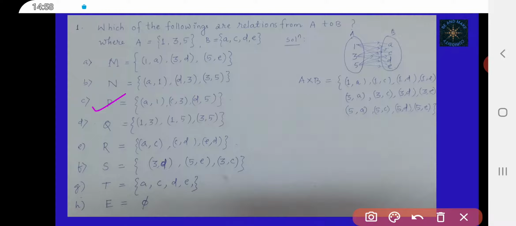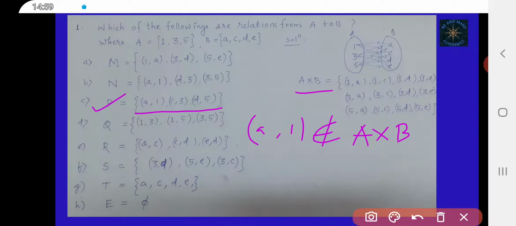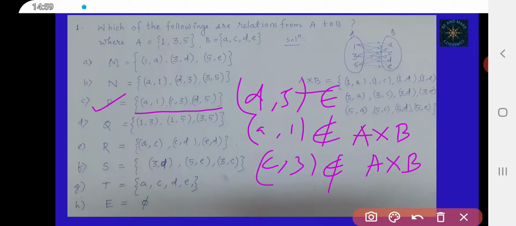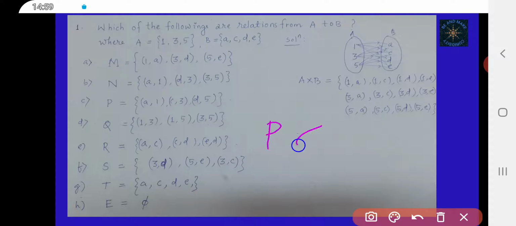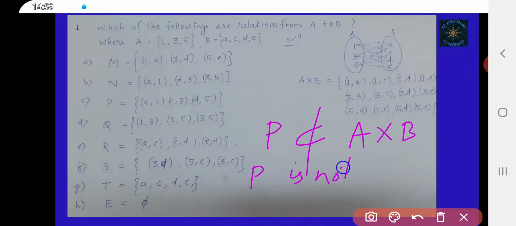P. See, every element of set P is not in A cross B. Here you check, (a, 1) does not belong to A cross B. And (c, 3) does not belong to A cross B. And (d, 5) also does not belong to A cross B. So P is not a subset of A cross B. So P is not a relation.